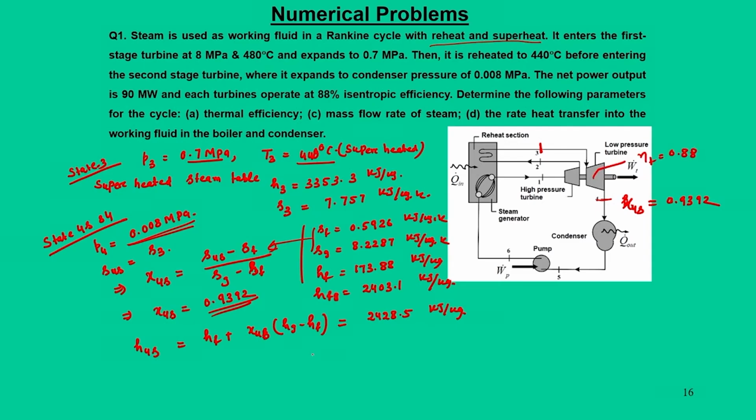So, write down that equation: (h_3 minus h_4) divided by (h_3 minus h_4s) is 0.88. So, we have h_4s and h_3, and from this equation we can get h_4 as 2539.5 kilojoule per kg.